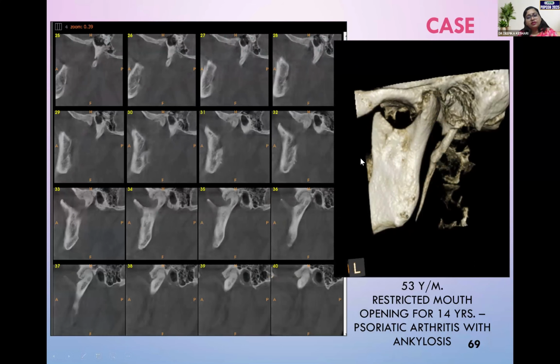Now, this patient, 53-year-old, complained of restricted mouth opening for 14 years. We can see here that the contour of the mandibular condyle is irregular in nature, and there is ankylosis of the bone. So it was diagnosed as psoriatic arthritis with bony ankylosis.